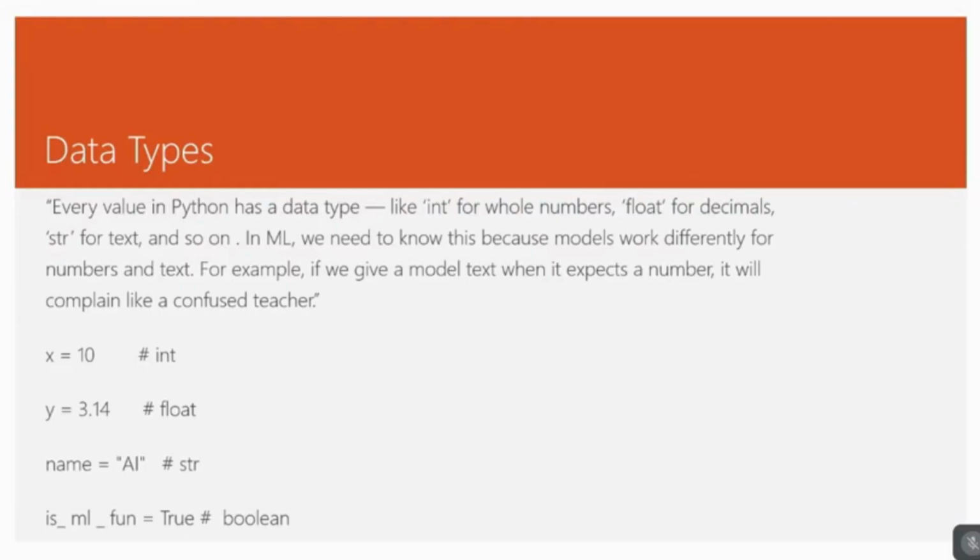str stands for string, int stands for integer, and float. And also the last one is Boolean. Boolean is like a logic gate. It totally depends on true and false. If our statement is true, then it prints true. If our statement is false, then it prints false. Like that. So we use these data types so that our machine can understand each and everything properly.